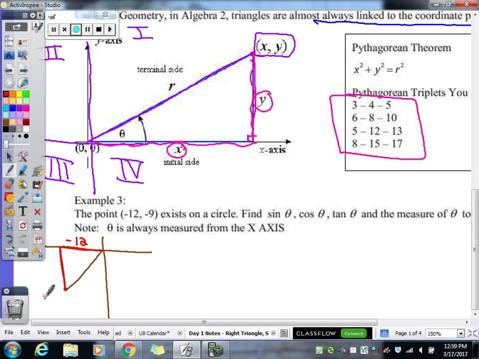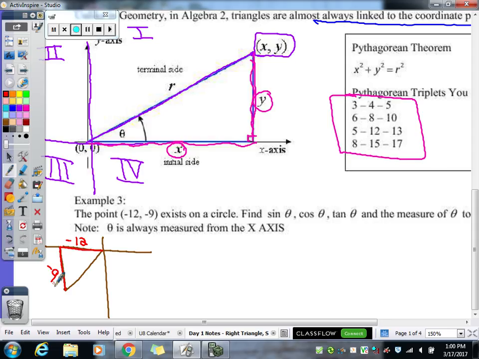Since this side is along the x-axis, that's my x value of -12. There wasn't anything to figure out there. So then this side right here going down would be what? -9.